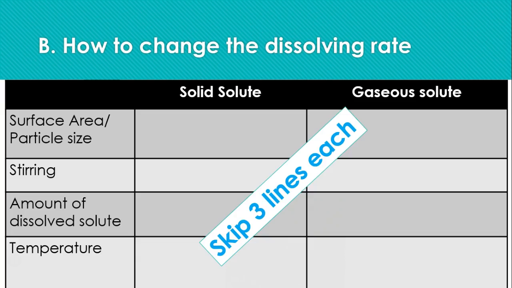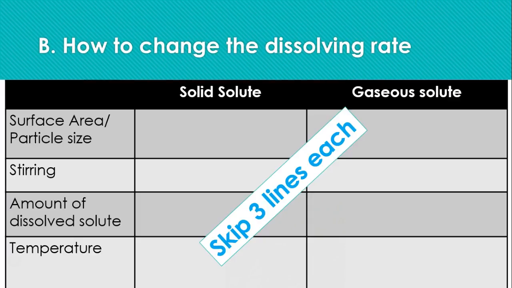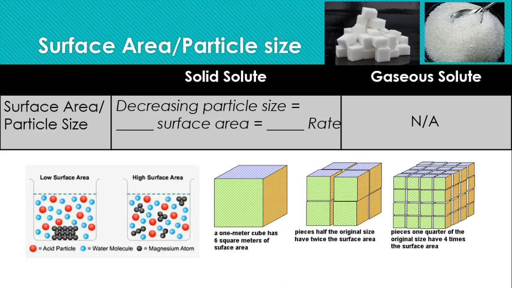All right, next. How can we change the dissolving rate? How can we speed up how much will dissolve? So draw this table, skip 3 lines for each, and then we'll fill this in. All right, so we're going to go through each one at a time. All right, first, surface area / particle size.